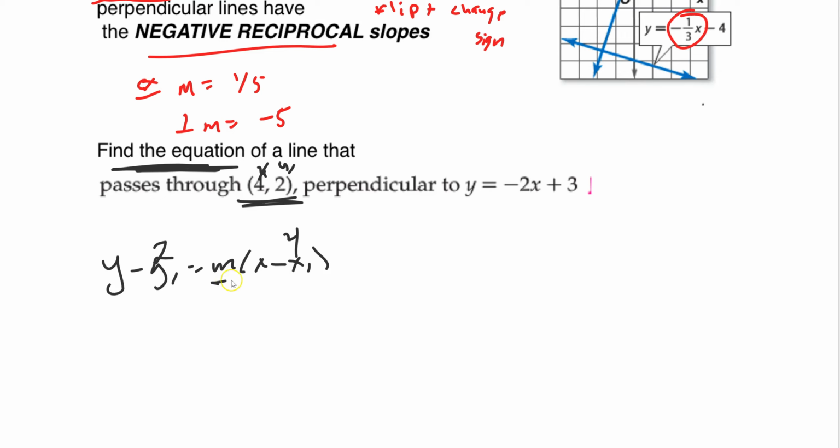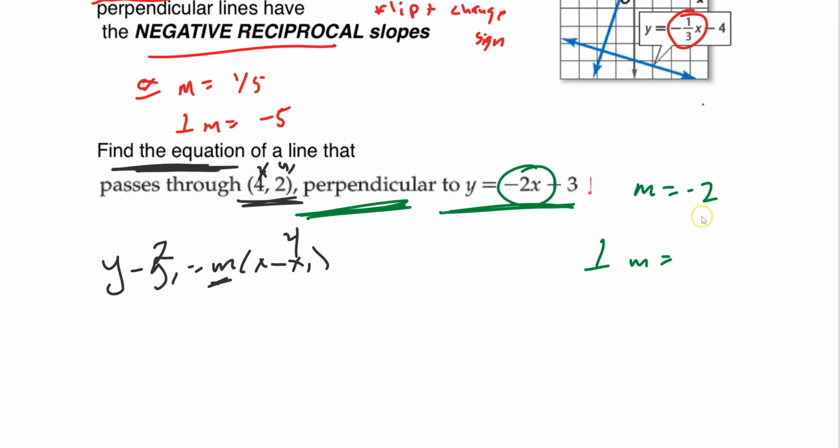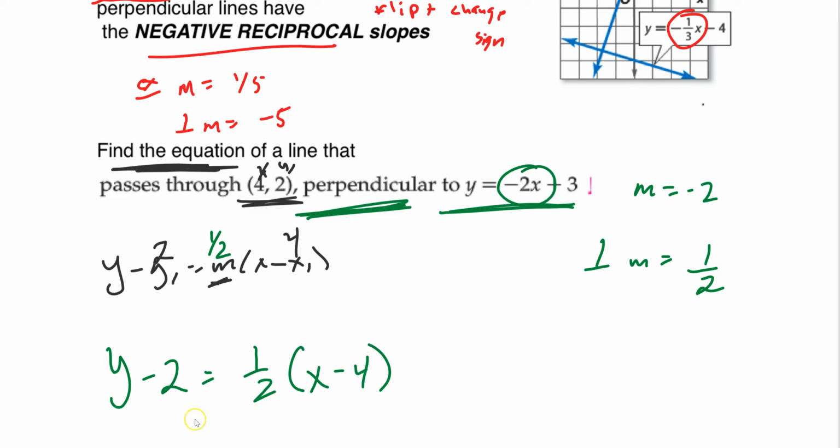All I've got to do is find the slope. And look at here, it's in the correct form. My slope is negative 2. Now, I want a perpendicular slope, so the one I'm going to use is not negative 2. It's actually going to be the negative reciprocal. Flip it and change the sign. So instead of a negative 2, it's going to be a positive 1/2. That's what goes here. Simplify a little bit. And there I go. Again, unless they specifically ask, that's my answer.